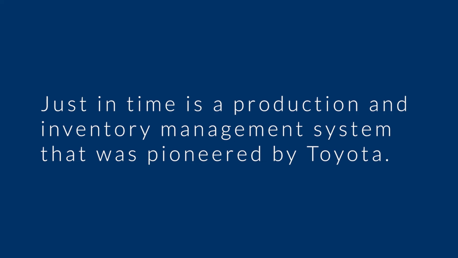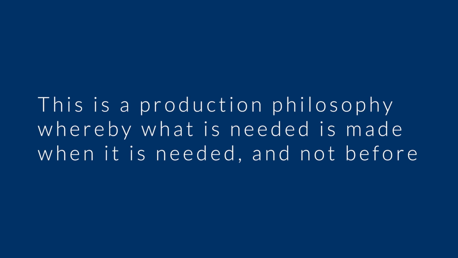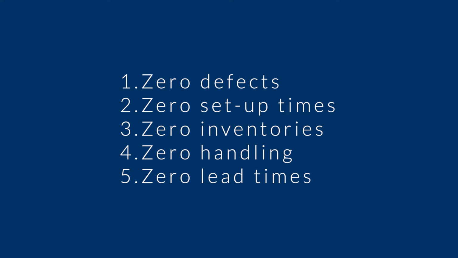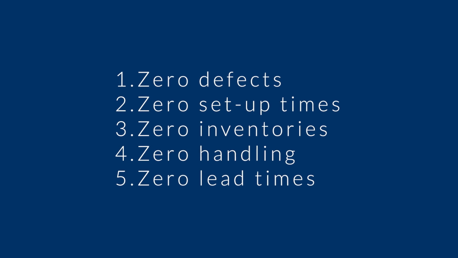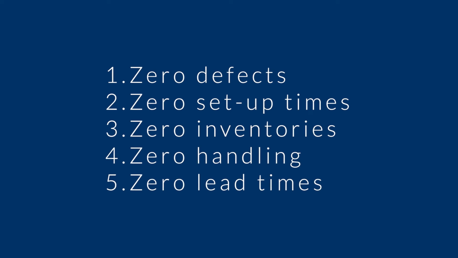Now, let's move on to just in time. Remember, this is the third learning outcome. So we're just looking at techniques that can be used to manage inventory. Just in time is a production and inventory management system that was pioneered by Toyota. So this is a production philosophy whereby what is needed is made when it's needed and not before. So JIT, that is just in time, can be summarized by the following 5 zeros, okay? Which are these? 0 defects, 0 setup times, 0 inventories, 0 handling, 0 lead time.